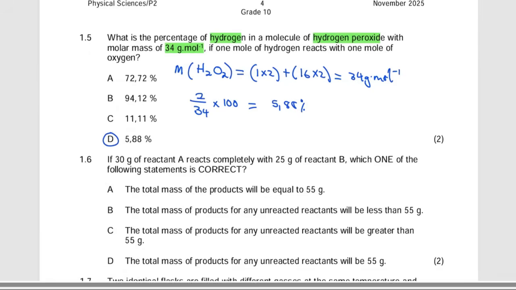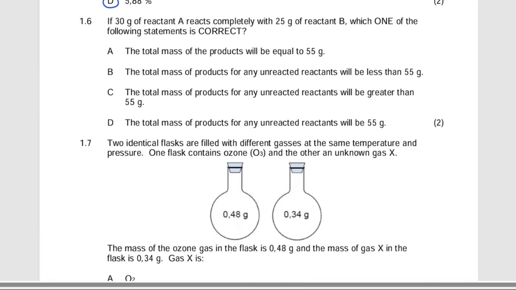Then moving on to question 1.6, which reads: if 30 grams of A reacts completely with 25 grams of reactant B, right? Which one of the following statements is correct? So we're having 30 grams of A reacts completely. So it means all of it is going to react, but it reacts with what? 25 grams of the reactant B.